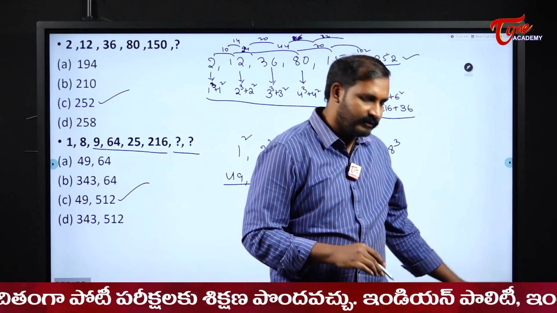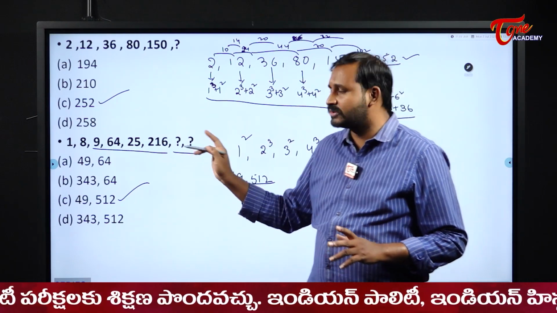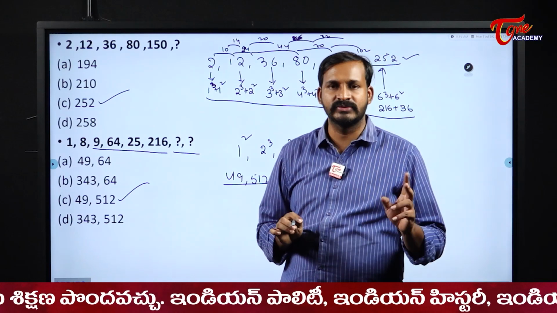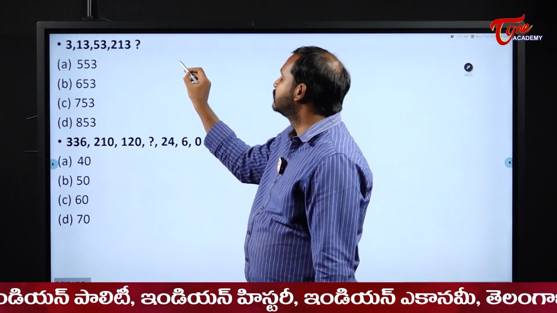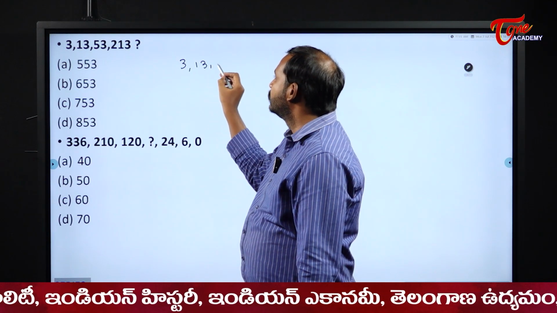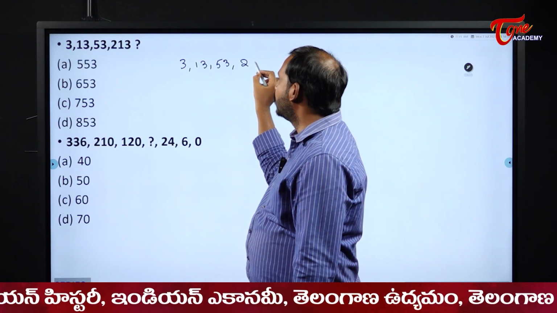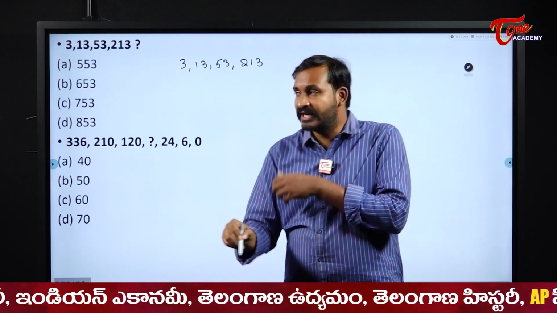Even though they are squares and cubes, that one was also made a little bit logically. One time square and one time cube. Alright, next 3, 13, 53, 213.